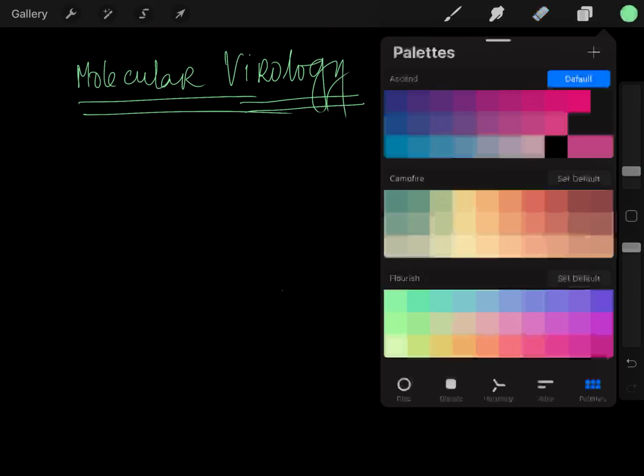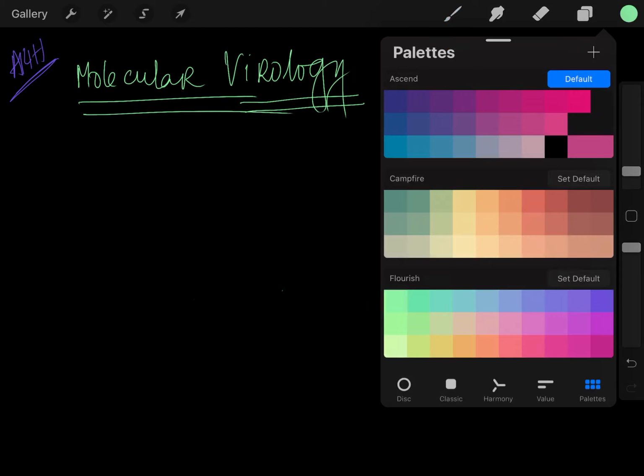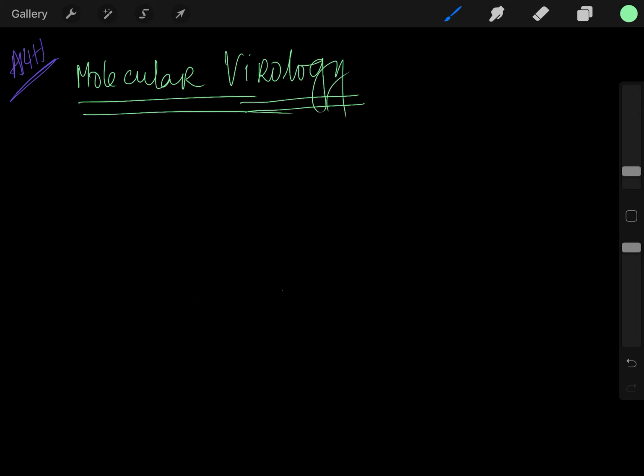Welcome back to this section of AI for healthcare. What we're looking at is molecular virology, and we'll go through a few topics around molecular virology.